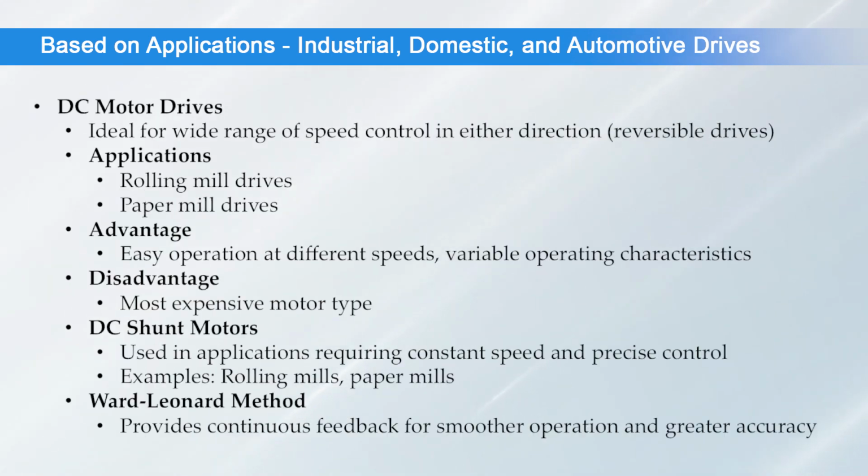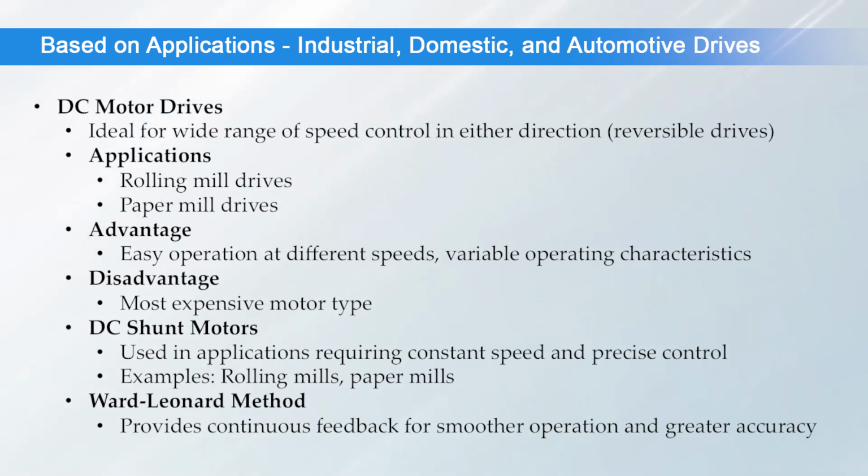Whenever there is a demand for a wide range of speed control in either direction, as in reversible drives with better regulation and simplified mode of control, the best choice falls on DC drives. For example, rolling mill drives, paper mill drives, etc. Now, DC motors have the advantage of ease of operation at different speeds. The operating characteristics can be easily varied, but DC motors are the most expensive of all.